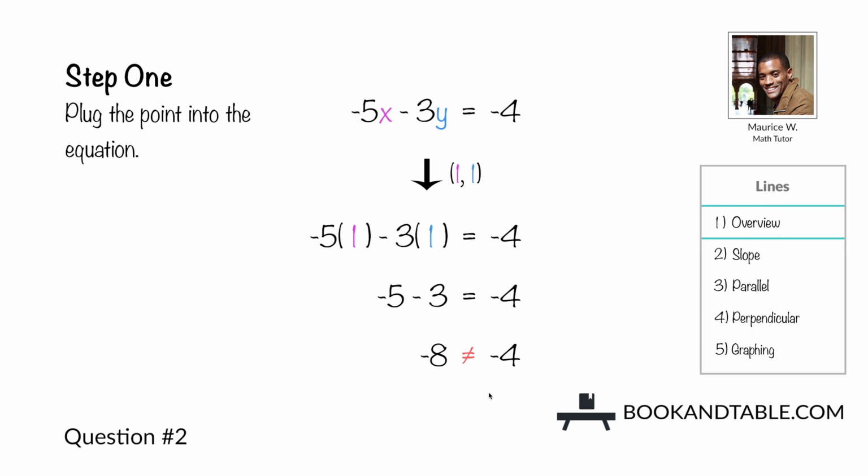Question number 2. Step 1, plug the point into the equation. We plug in 1 for x and 1 for y. Negative 5 times 1 is equal to negative 5. Negative 3 times 1 is negative 3. Negative 5 minus 3 is equal to negative 8. Since the left side does not equal the right side, we know that this point, 1, 1, does not exist on this line, negative 5x minus 3y is equal to negative 4.